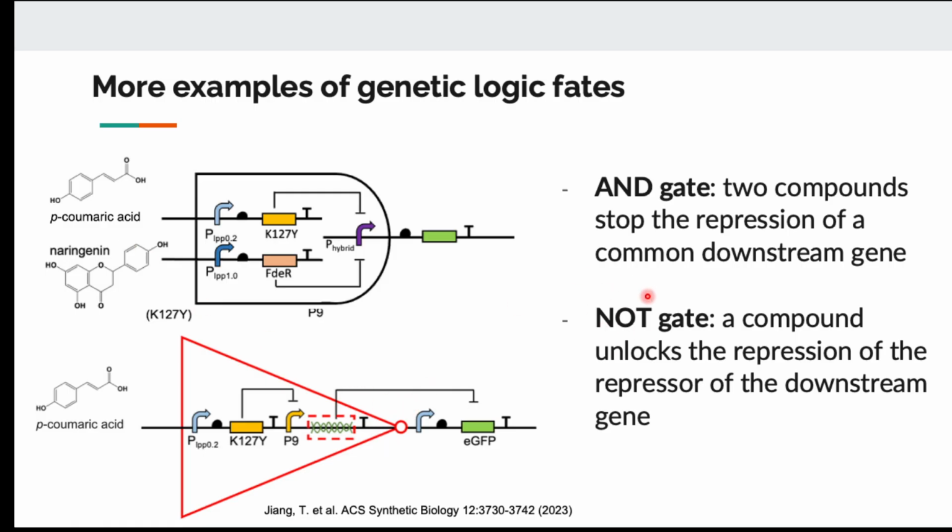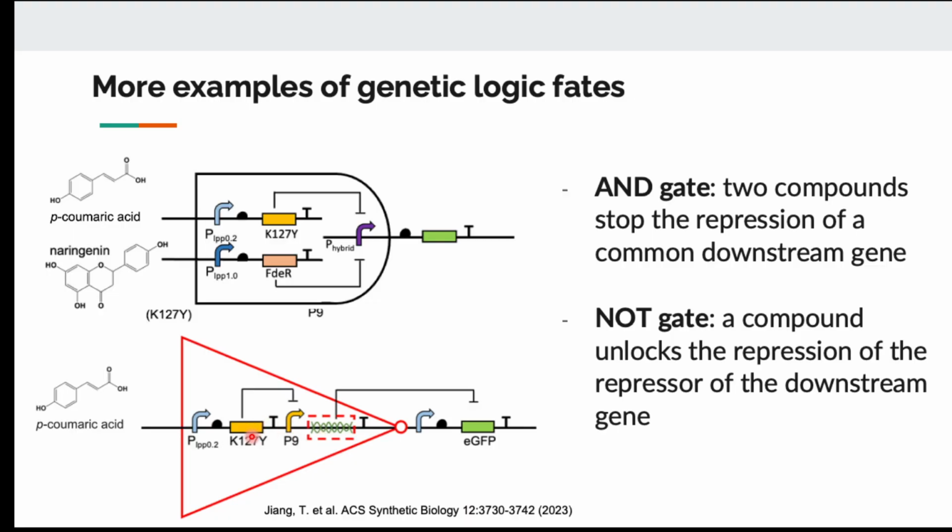Sometimes you want a NOT gate instead. A NOT gate means that if there is chromatic acid, instead of producing the GFP, you want to stop GFP. So it's a NOT gate, it's a negate. If you have it, you will not produce it. If you don't have chromatic acid, this will be produced. It's an inverse relationship. So in this case, you have to have more parts in your circuit.